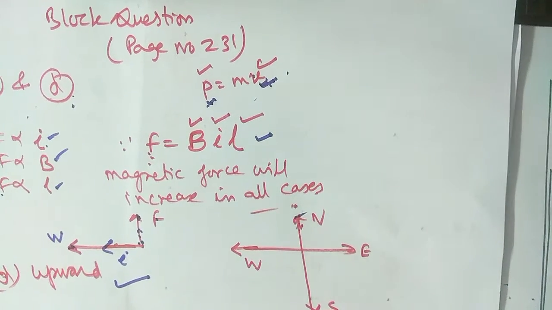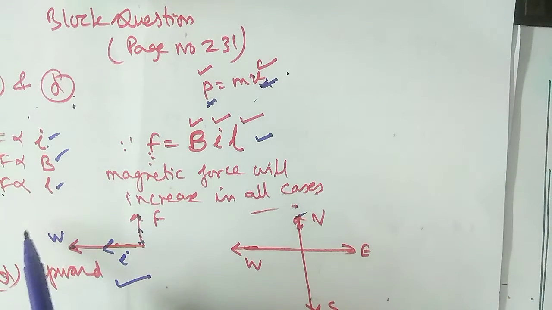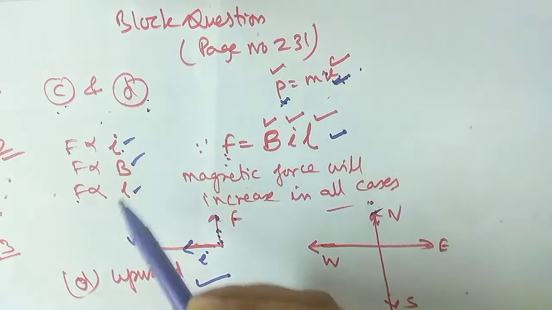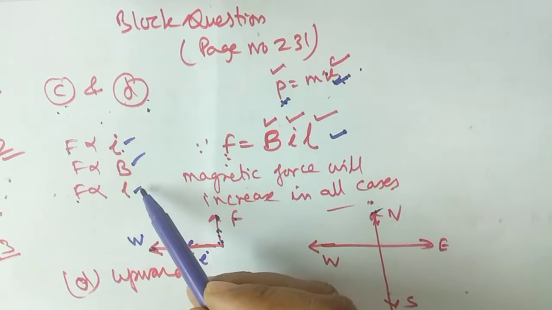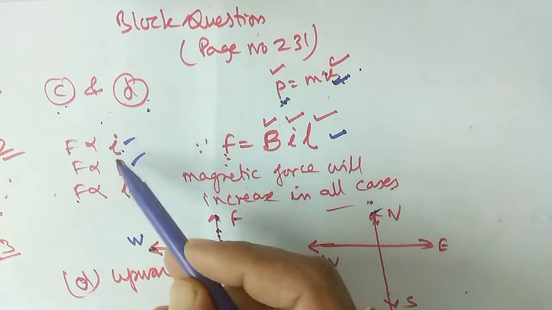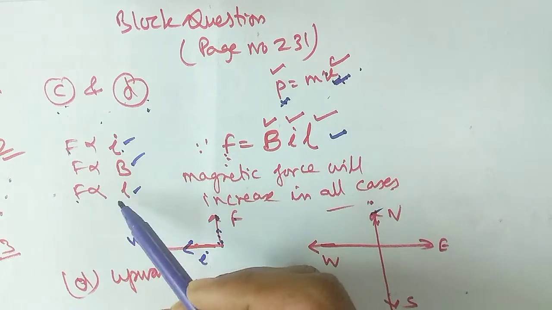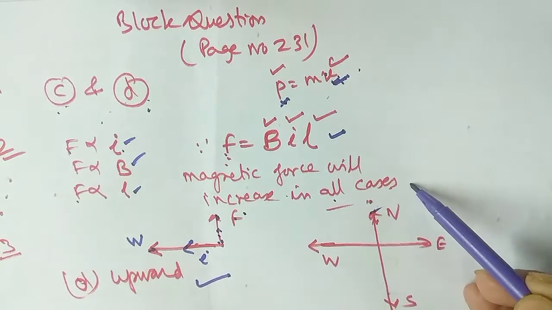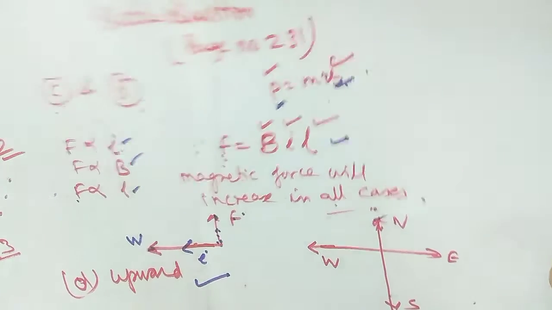Now come to question number 2. It is asked what will be the effect on the magnetic force when we increase the current, increase the magnetic field, or increase the length of the conductor. According to the formula, all are directly proportional to the force, so the magnetic force will increase in all cases.